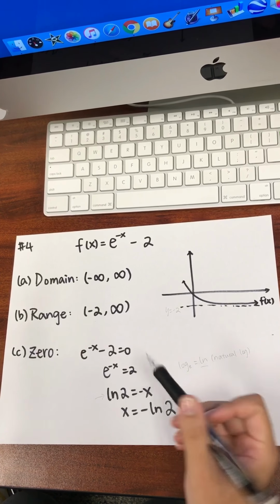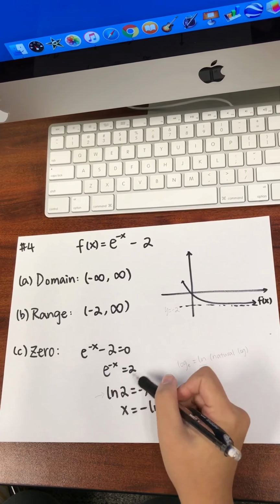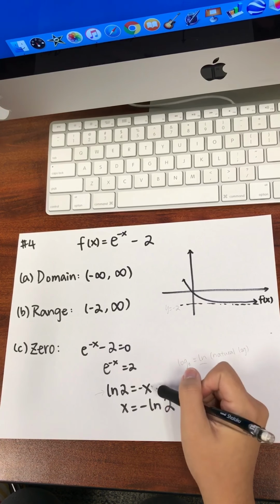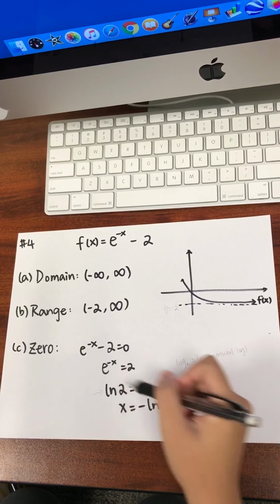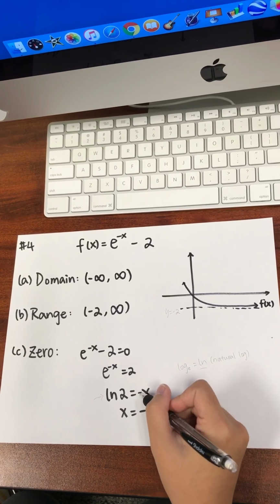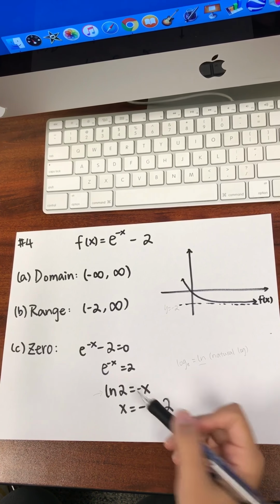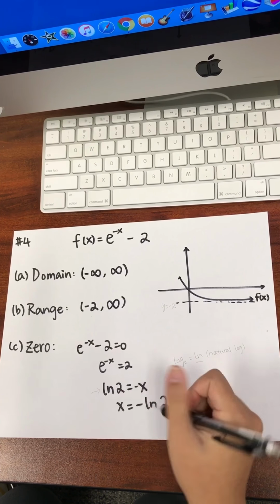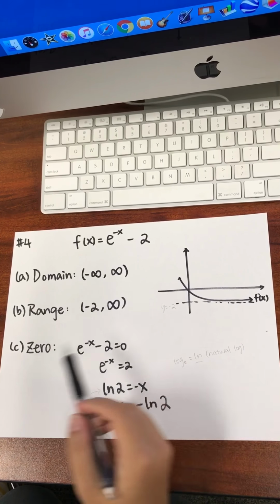So for here, you will move the 2 over. You will get ln of 2 equal to negative x. So this is the power. Because this only has a negative sign in here, move the negative sign to ln of 2. So you will get x equal to negative ln of 2 when the function equals 0.